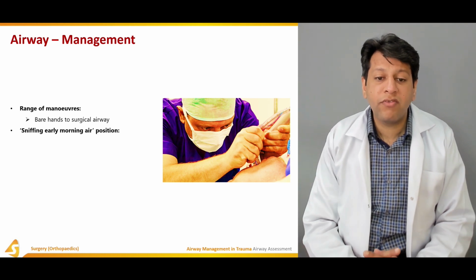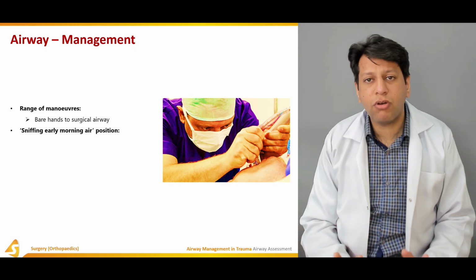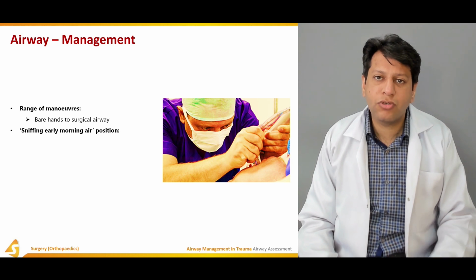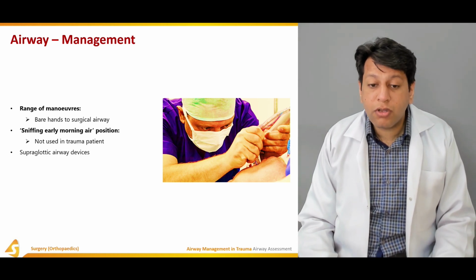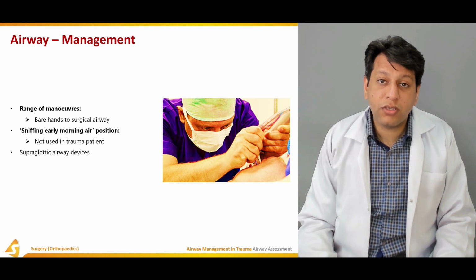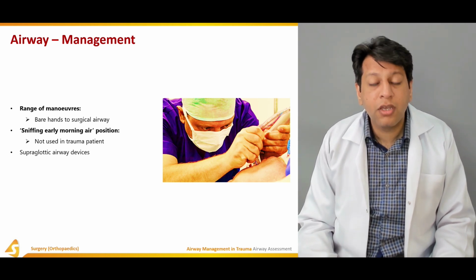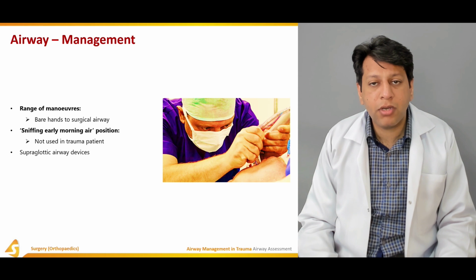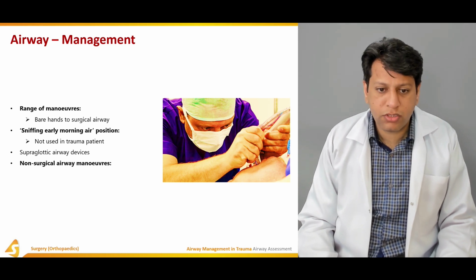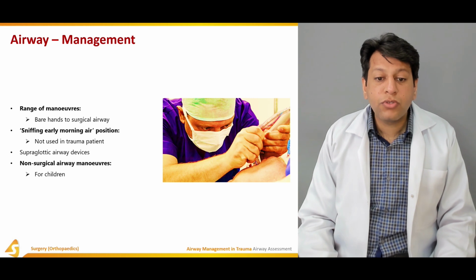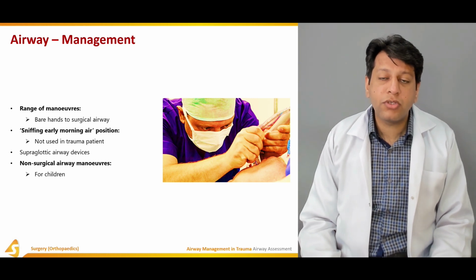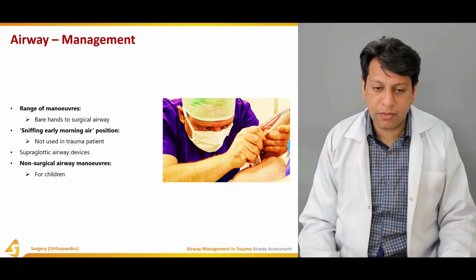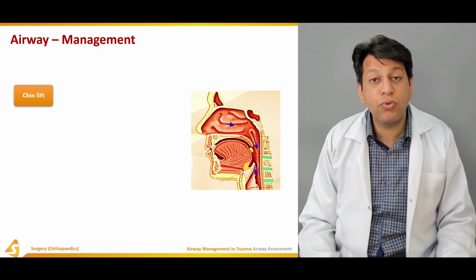Then there is the sniffing, early morning air position, which is not always indicated because the spine should not be hyperextended or hyperflexed. It should be in a neutral position. Supraglottic airway devices such as the laryngeal mask airway are helpful, but only in certain situations, because we eventually have to move to restoration of a definitive airway, either by endotracheal tube or by tracheostomy. No surgical airway maneuvers are usually done for children because their spine is already slightly hyperflexed, so we have to manage it accordingly. Now coming to the maneuvers which can be done.